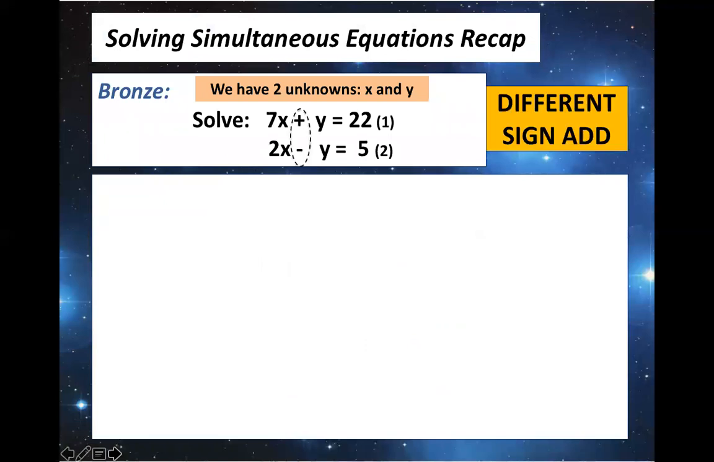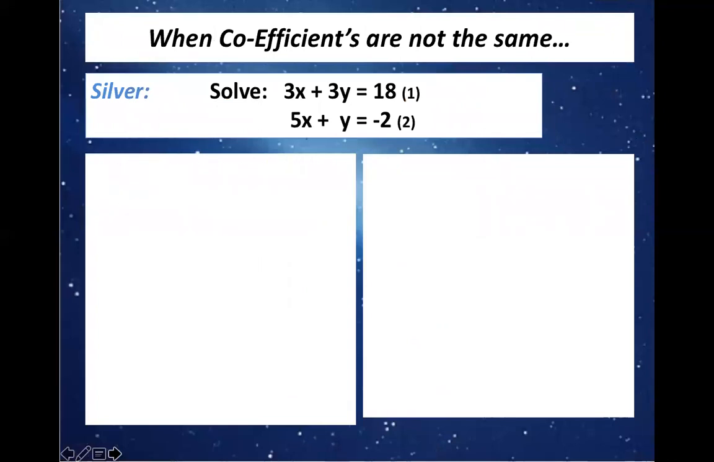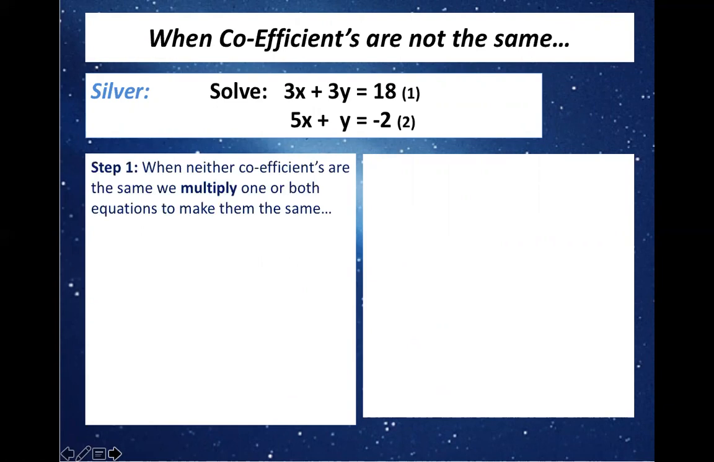Okay, so again, different sign, I add them. Now we have like this. When the coefficients are not the same, that is when we have an issue. Not really an issue, you have to use a bit of a different method. So when neither of the coefficients are the same, we multiply one or both equations to make them the same. Remember just now we looked at when the coefficients are the same, like 3 and 3, you can plus or minus, or 4 and 4, you can plus or minus.